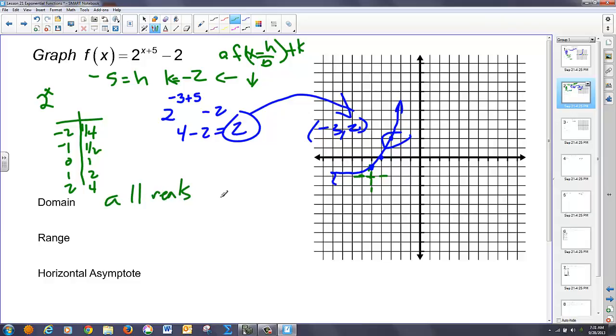Before I do the range, let's take a look at an asymptote. You can see that it'll never go below this dotted line here. So it appears my asymptote is at y equals -2, and my range is always above that, so y is greater than -2 will be my range.